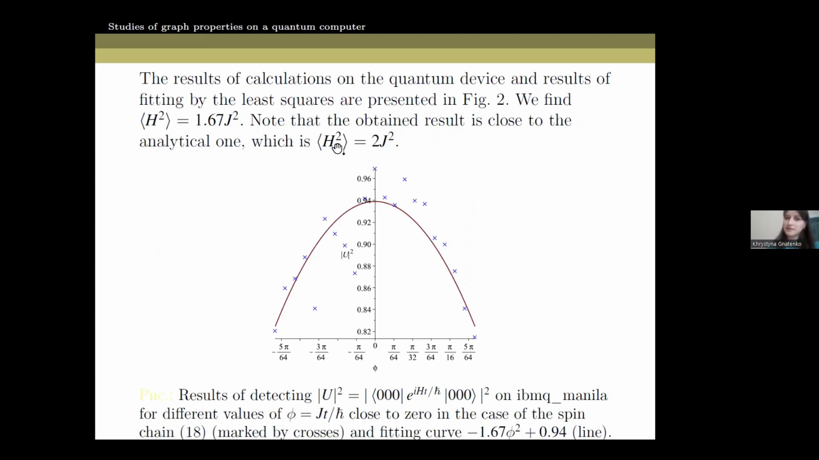But to find this mean value, to find the quadratic fluctuation of this energy, we have to consider small times. Therefore, we have to consider small parameter phi. And we calculated also this dependence for small times. In this case, we have not such a good agreement. But on the basis of this result, we obtain the mean value, which is close to the analytical results.